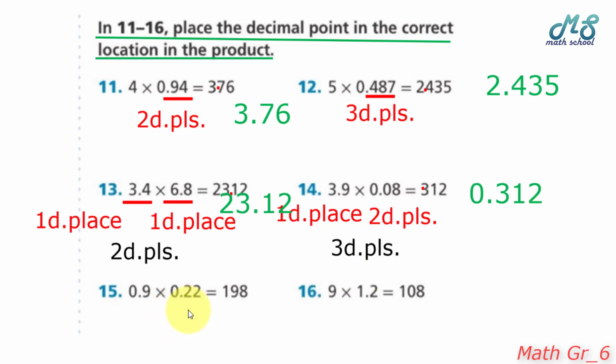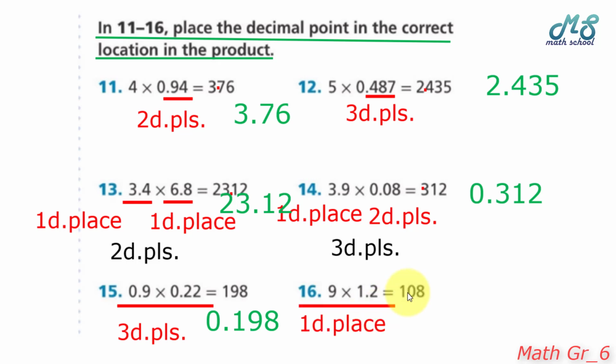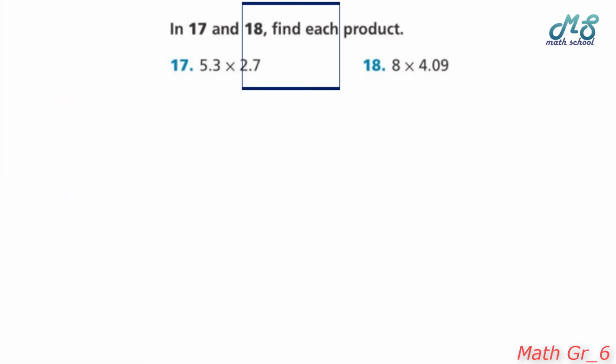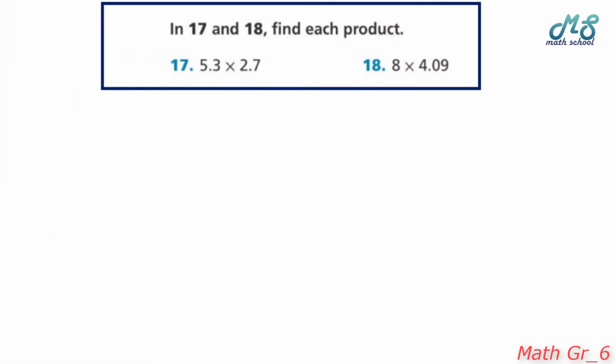0.9 times 0.22. 1 decimal place, 2 decimal places, so we get 3 decimal places. Insert the decimal point after 3 digits from the right, so we get 0.198. It's the product. A whole number times a decimal. 1 decimal place, insert the decimal point after one digit from the right, so we get 10.8. Now let's apply what we studied previously. How can we multiply decimals?